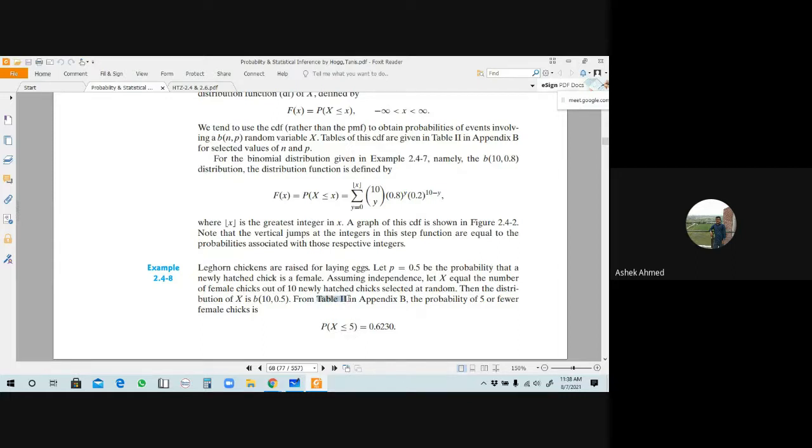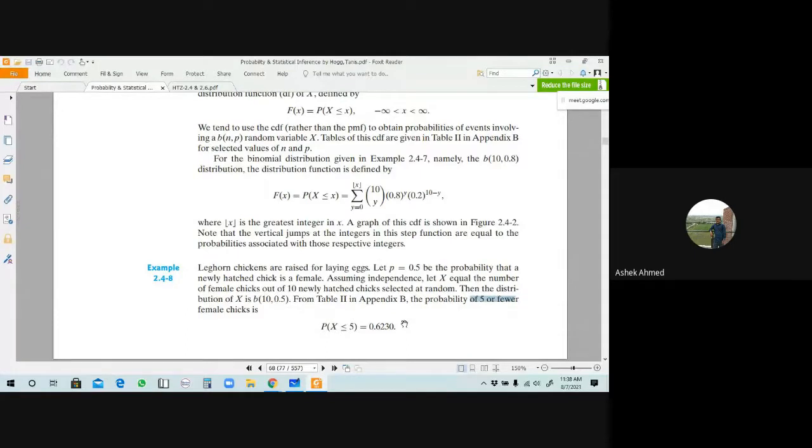Okay, table number 2 in appendix B. We have to find the probability of 5 or fewer female chicks. 5 or fewer means 5 or less than 5, is it right? 5 or fewer means at most 5, is it right? Respond to me. Fewer means less, so 5 or fewer represents at most 5. Okay, we are asked to find the probability of at most 5.